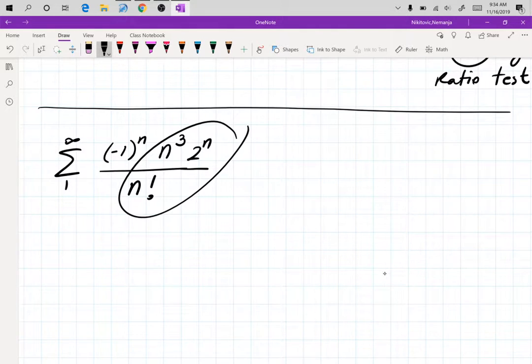Now you might say, what about that minus 1? Don't worry about the (-1)^n. You're going to stuff this into absolute value, and absolute value is going to kill them all. All right? So don't worry about the negative 1. We're just worrying about this.